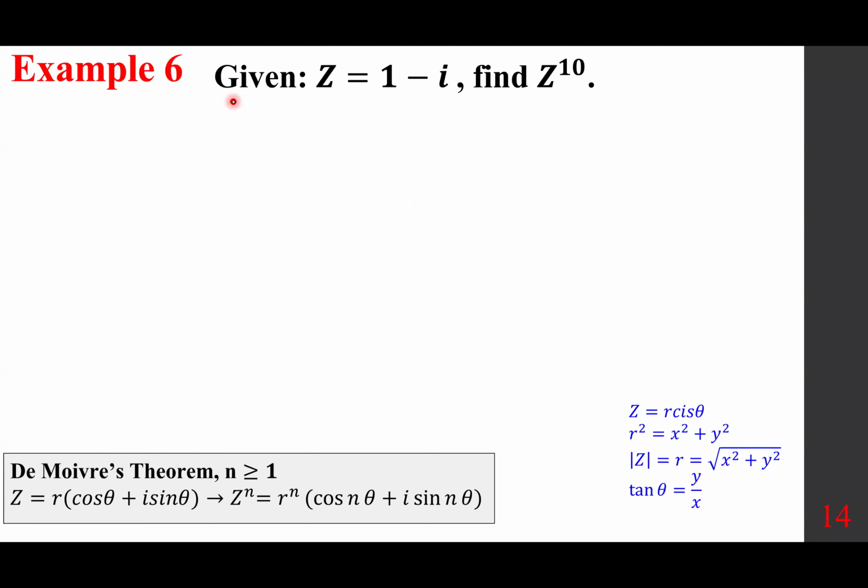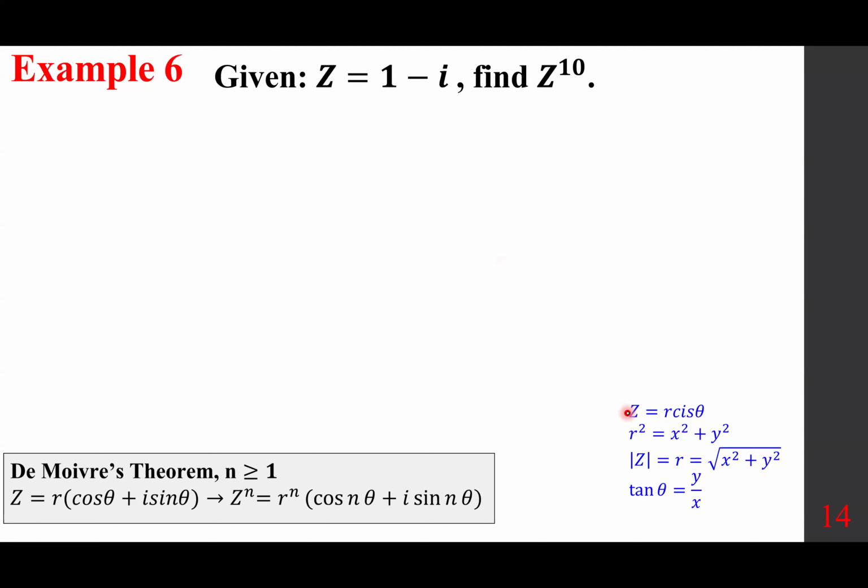All right, given z equals 1 minus i, find z to the power of 10. Notice, if we want to raise 1 minus i to the power of 10, that means we have to multiply 1 minus i by itself 10 times. It takes a long time to do so. So what do we do? We put that in polar format, z equals r cis theta.